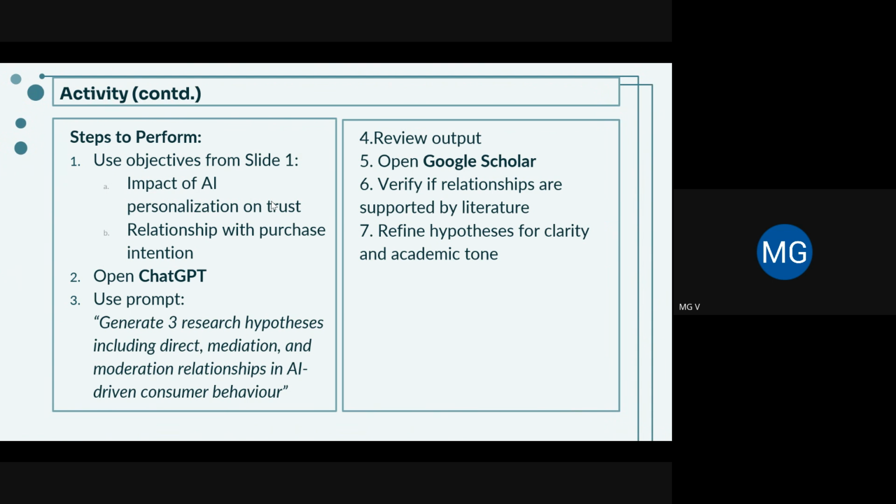So that is the beauty of the research, or the main aspect of the research that we need to take care of. Whatever we say or write or quote, we need to provide evidence from literature. That is why whatever output we get, we need to support it from the literature. And after that, we can verify if the relationships are supported by literature. And then if required, we can refine hypothesis for clarity and academic tone.